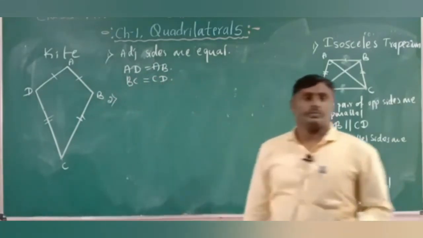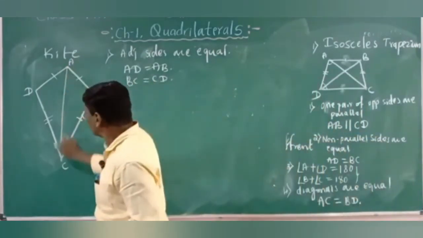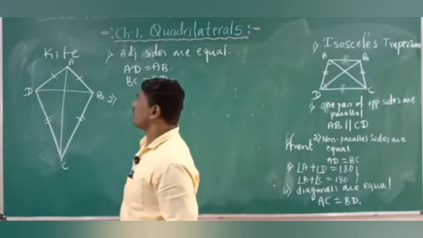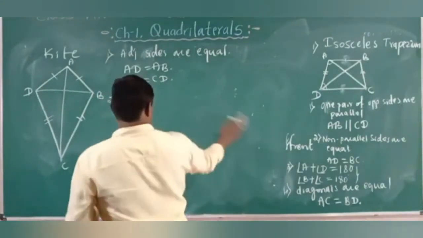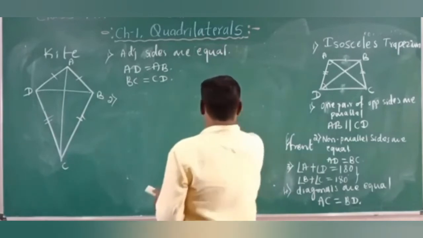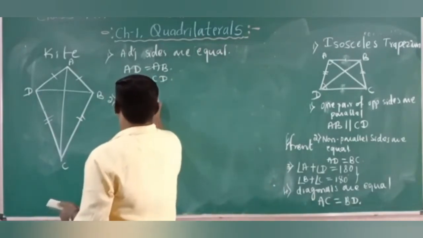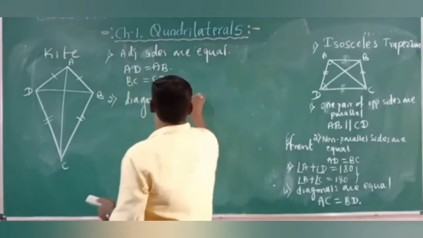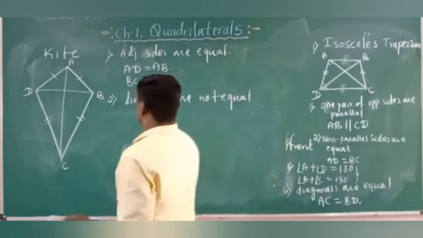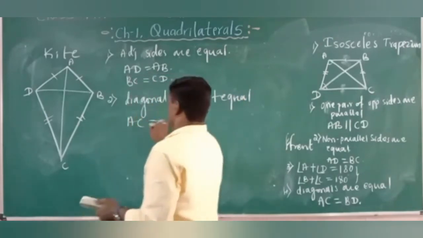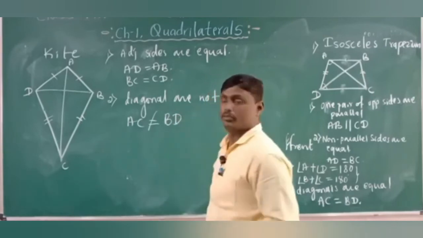Second one, the lengths of the diagonals are different. When we draw the two diagonals in the kite, the lengths of these two diagonals are different from each other. So diagonals are not equal. The diagonal AC is not equal to the second diagonal BD.